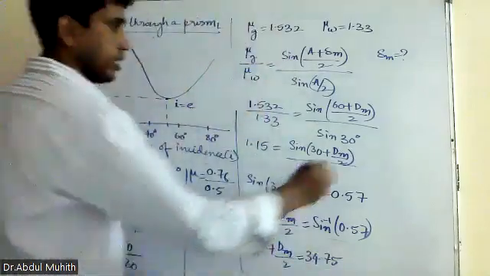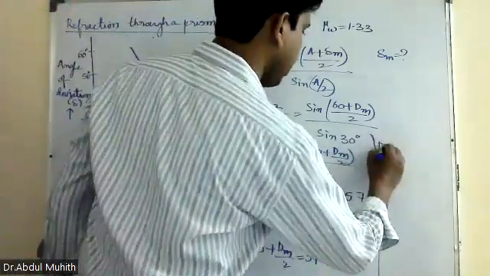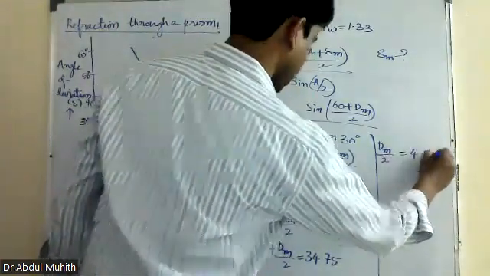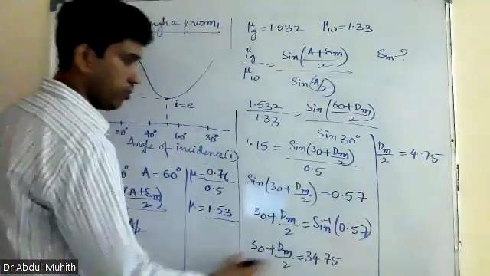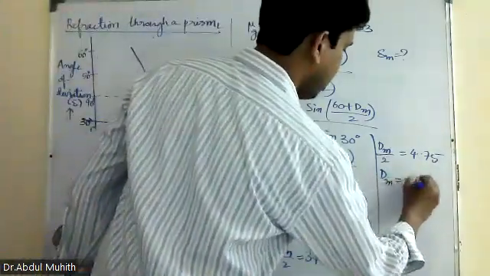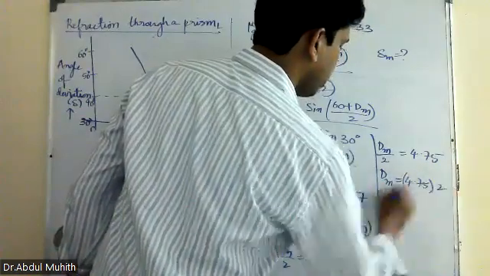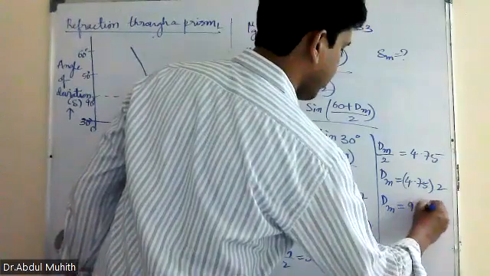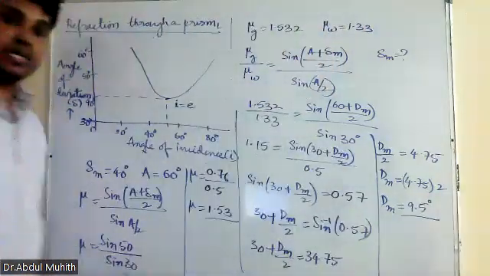Okay, we'll bring this on the other side now. So dm by 2 will become 4.75. When we bring this 30 to the other side, plus will become minus and you subtract it. So dm is equal to 4.75 multiplied by 2, so dm is equal to 9.5 degrees. Understood? So this is the answer.